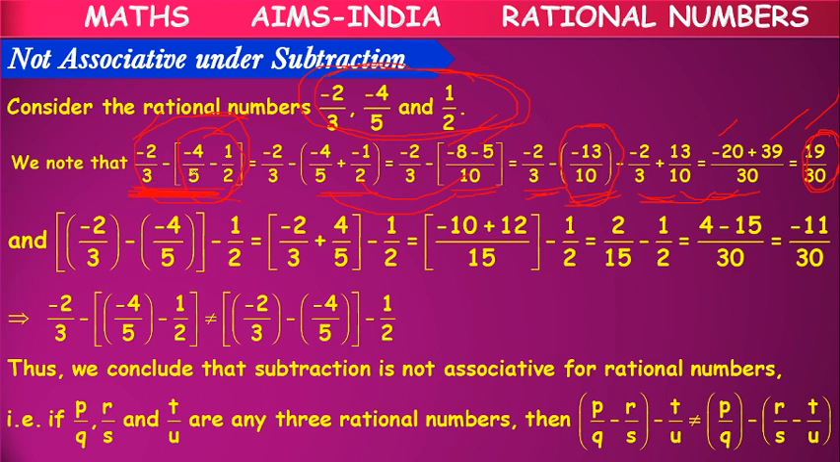Now we are changing the order. In the first case, the second and third were grouped together, or kept in brackets. Now the first and second rational numbers are grouped together. They are kept in brackets, which means they are simplified first, then added with the remaining rational number. Like that, we get the answer minus 11 by 30.